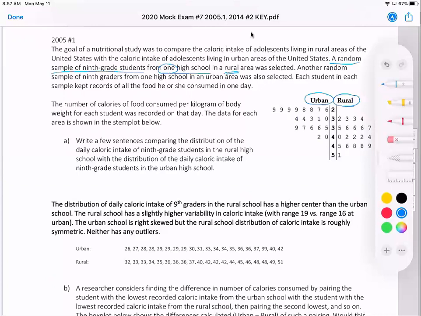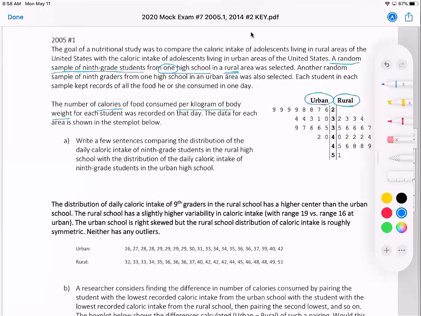And this variable of interest is quantitative, and it's the caloric intake measured in calories per kilogram of body weight for each student. Some students need more calories than other students based on different factors. So that's good that they have not just the total number of calories consumed, but calories per kilogram of body weight. And the first question is: write a few sentences comparing the distribution between these two schools on this variable.